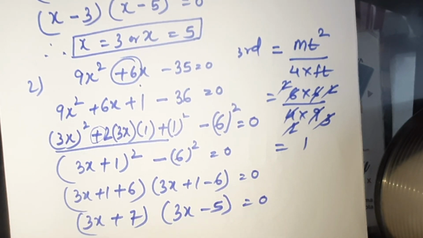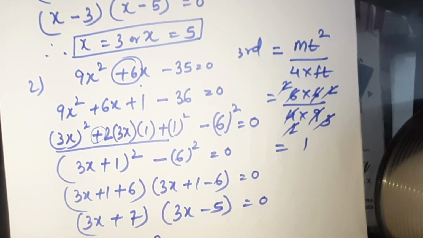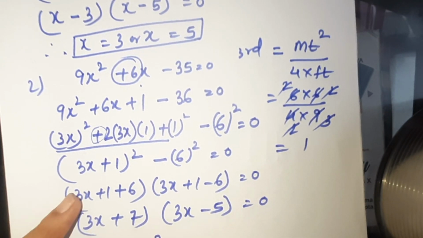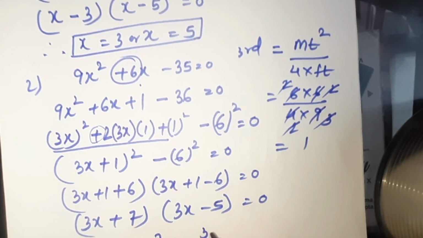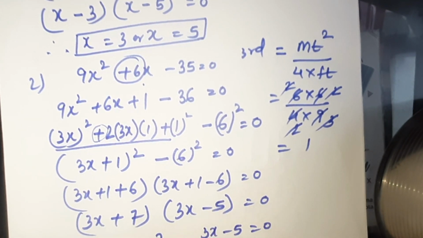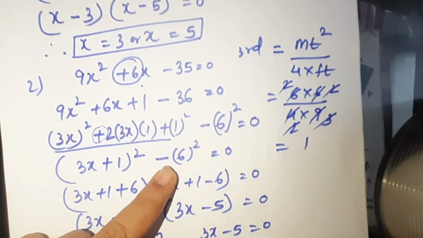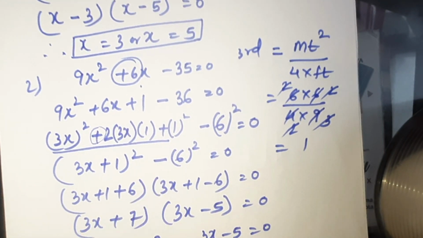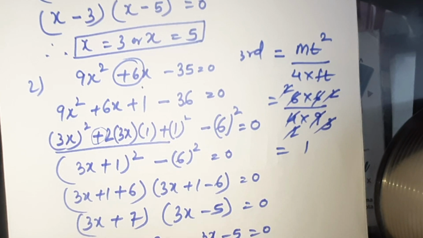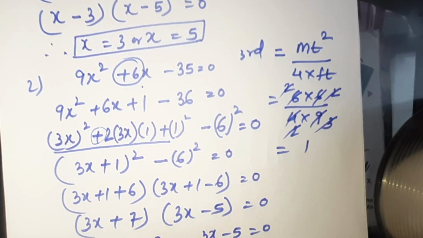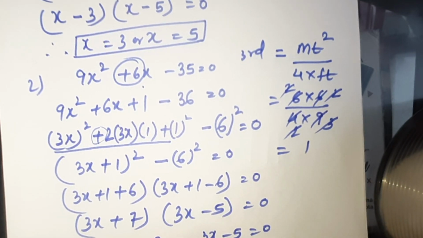If we compare them, 3x will be equal to minus 7. So x will be minus 7 upon 3. This is our first factor. If we compare the second one, 3x minus 5 is 0. So 3x is 5 and finally x is 5 by 3. So our two zeros are: x is either minus 7 by 3 or it is 5 by 3.